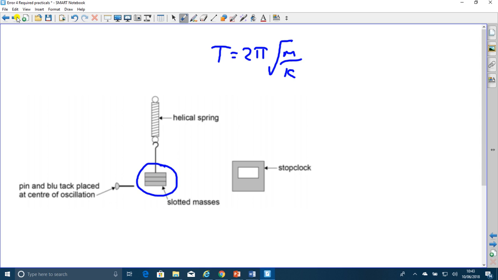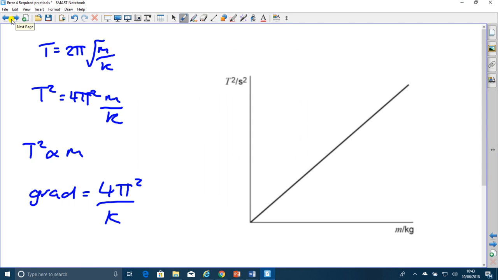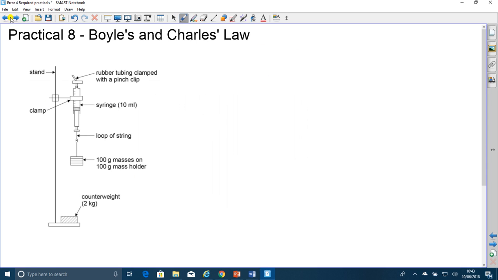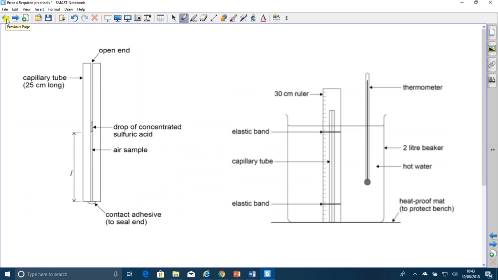Required practical 8 will be next. So that would be required practical 8, Boyle's and Charles' law. All right, so this one here. Which one should we do first? That's Charles' law there. Oh, I don't like that experiment with Charles' law.